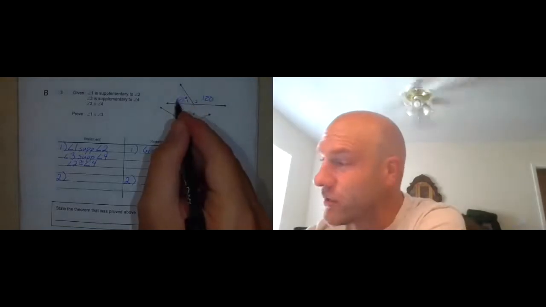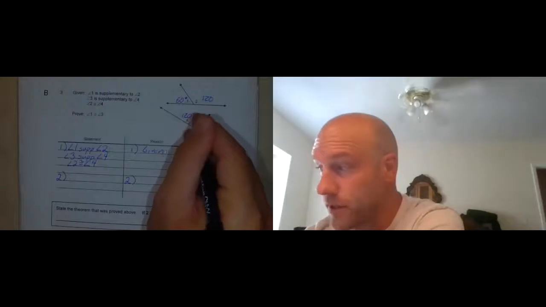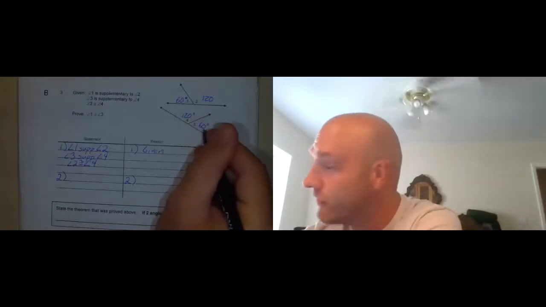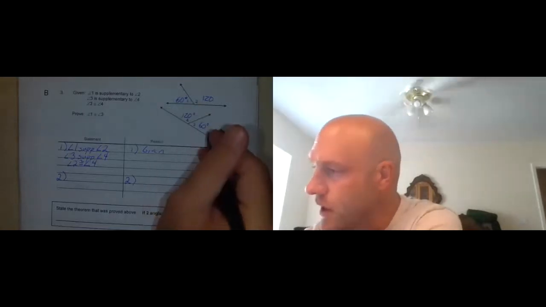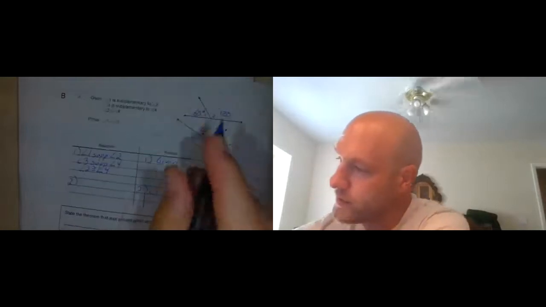You can put half a degree. And so this one would have to be 179 and a half. This one is congruent. So 179 and a half, and what's supplementary to 179 and a half would be half a degree. So yes, those two things would be congruent.